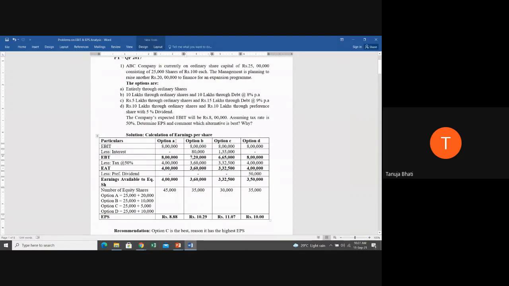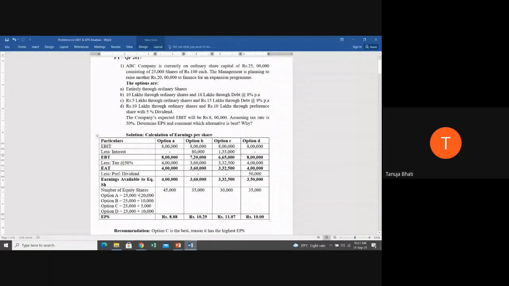Less preference dividend. Now in this option, there is only issue of equity shares and there is only issue of debentures. So preference shares have not been issued. So obviously when it has not been issued, preference dividend will be nil. So there is no preference dividend. Therefore, earnings available to equity shareholders will be 3 lakh 60.